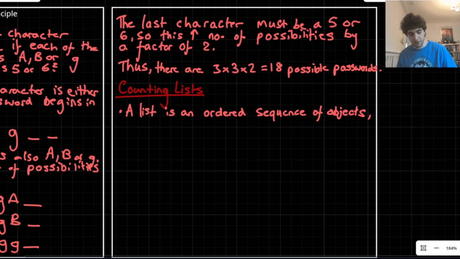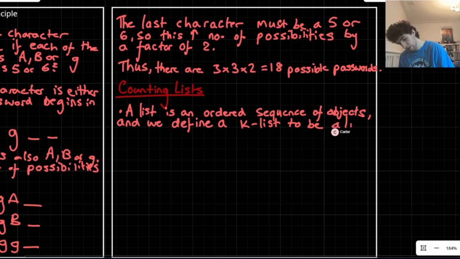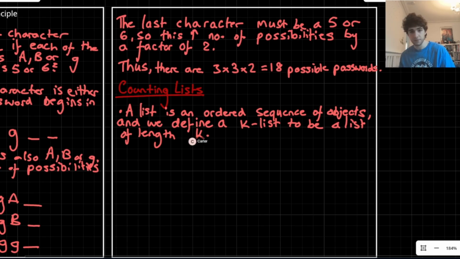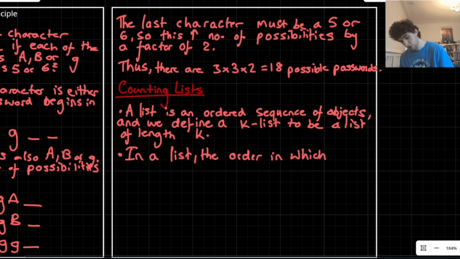Okay, and we define a k-list to be a list of length k. As I've already spoken about, in a list, the order in which objects appear does matter. It does very much matter.